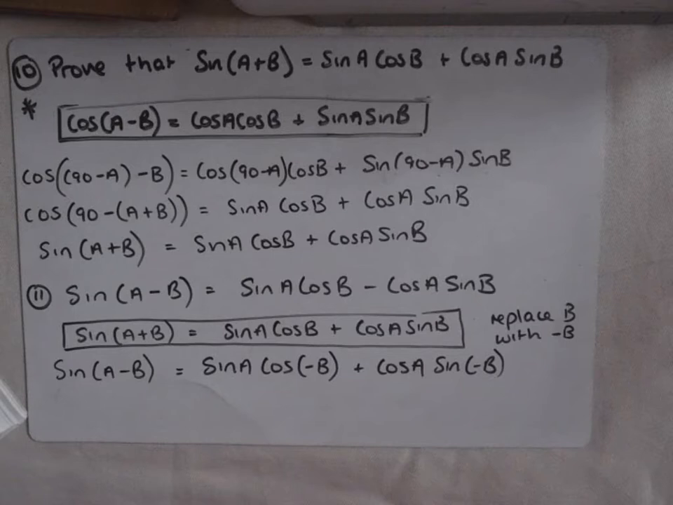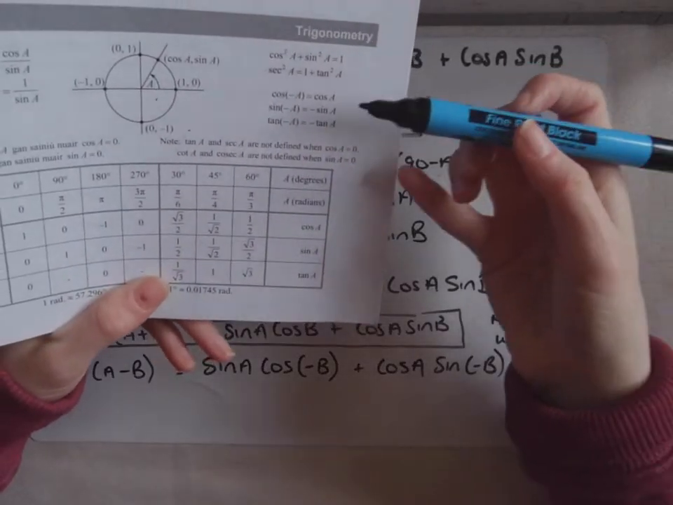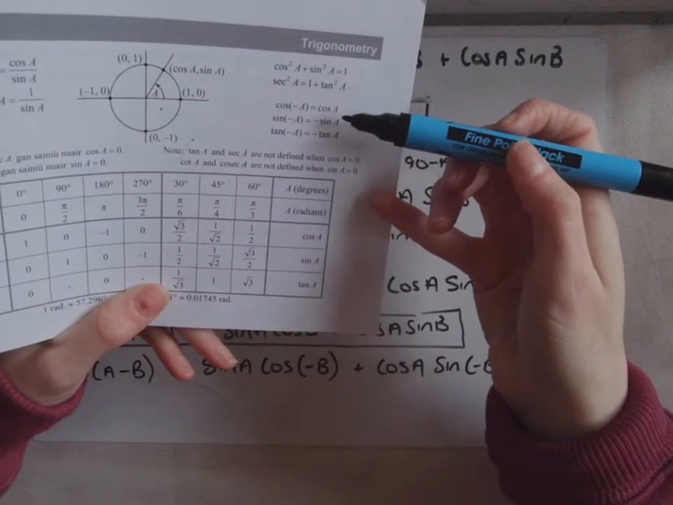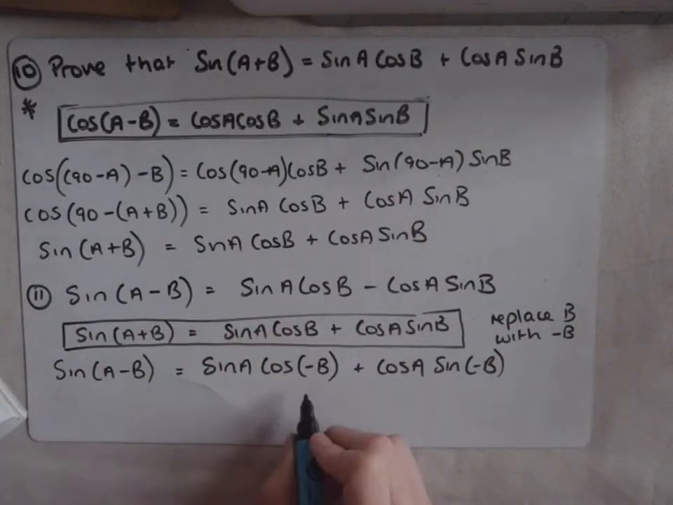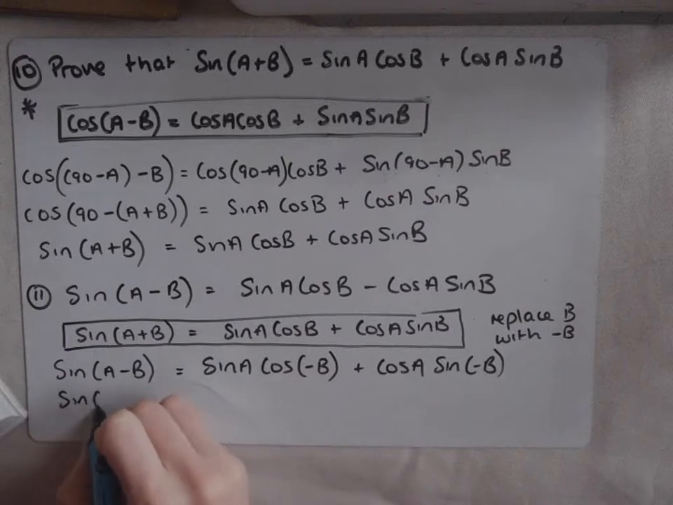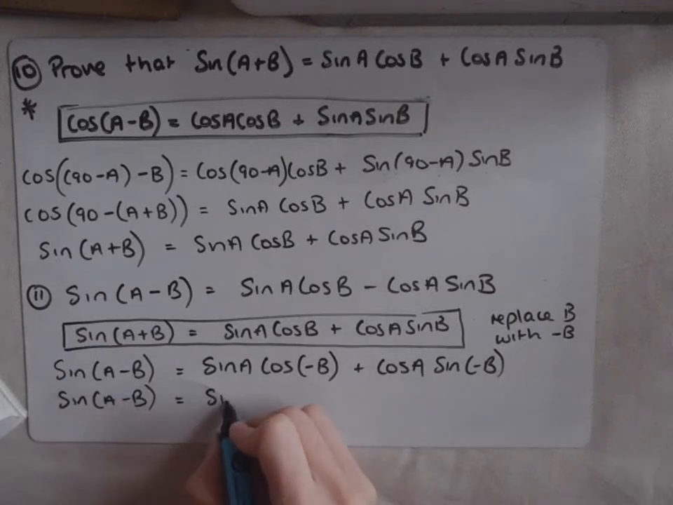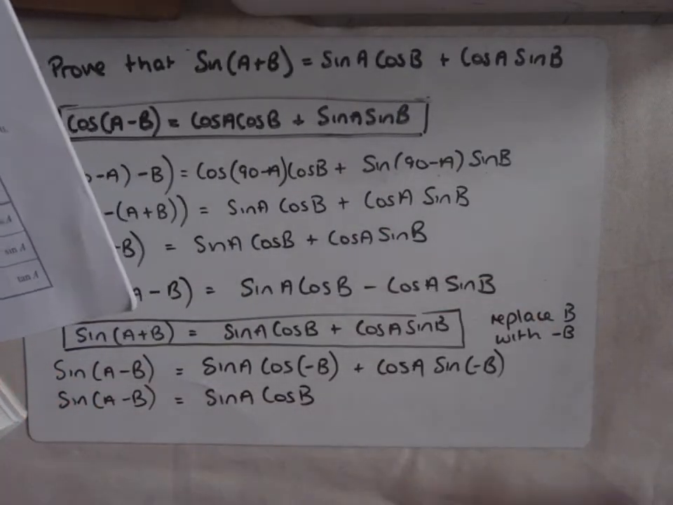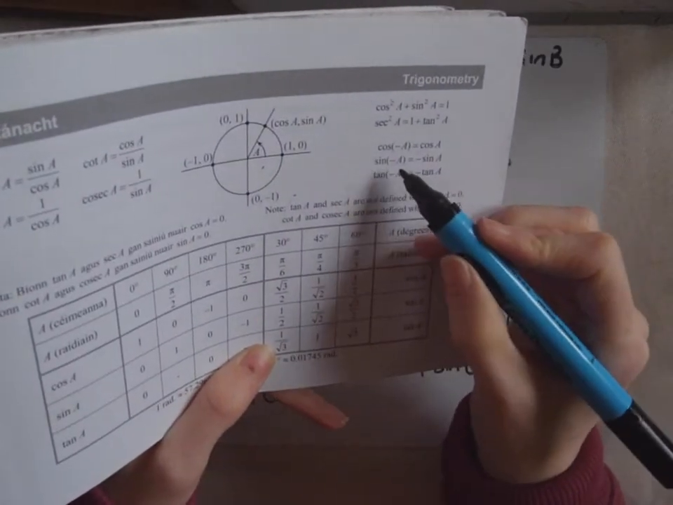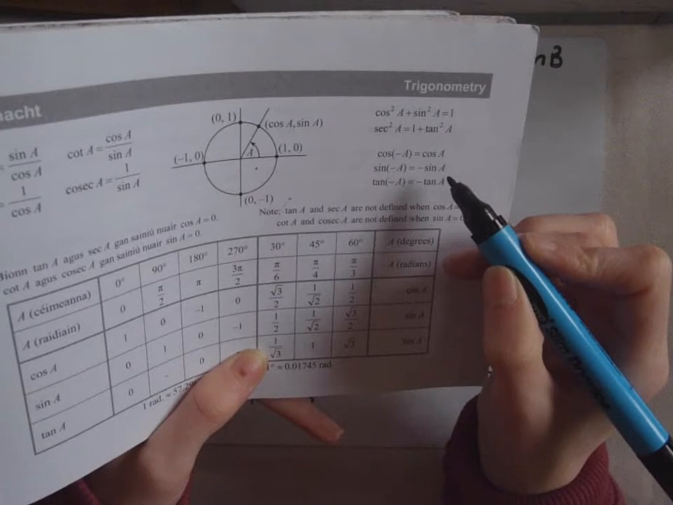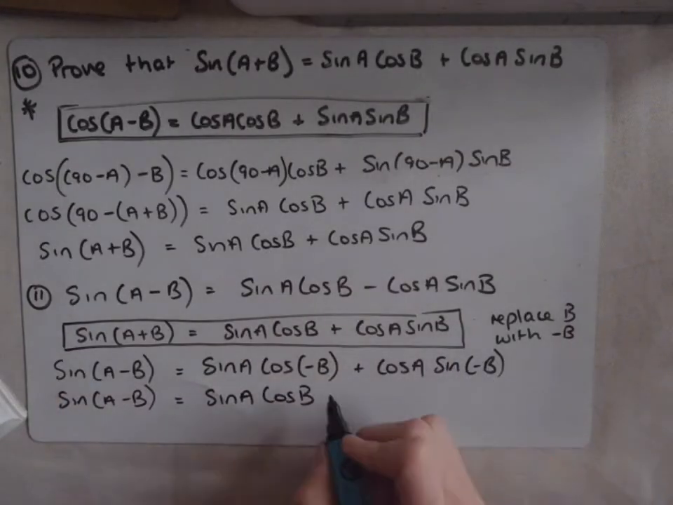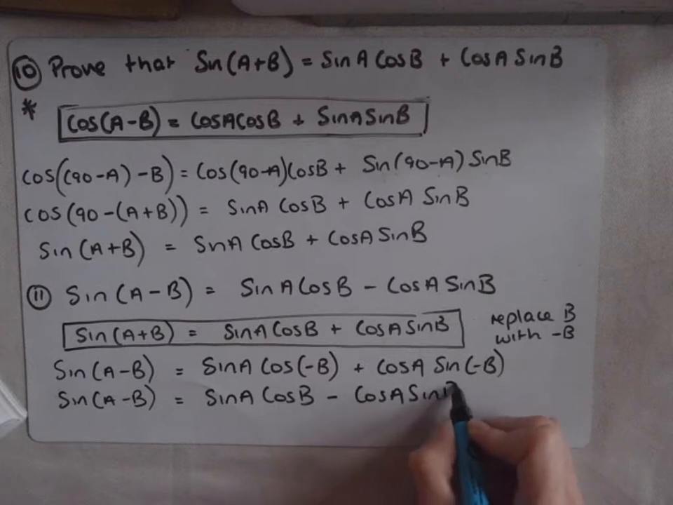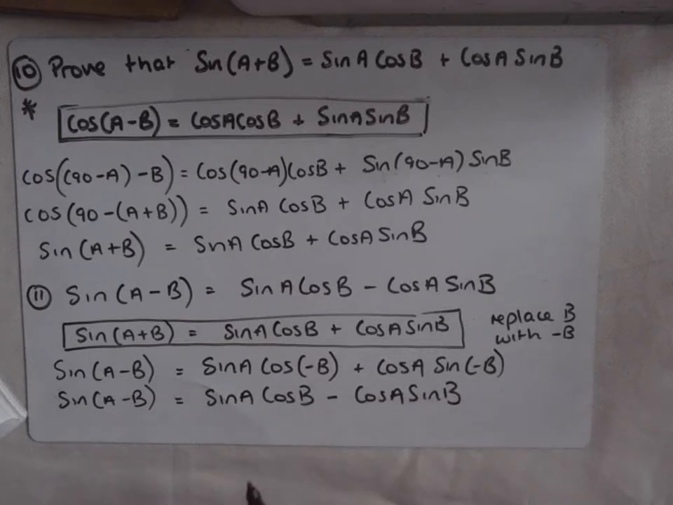And then you go to your log tables. And you know cos of minus A is the same as cos A. So that cos of minus B will just be the same as cos B. Okay, so sine of A minus B. Cos of minus B is the same as cos B, so that's just cos B. And sine of minus B, if you go here, sine of minus B is minus sine B. Okay, so sine of minus B is minus sine B. And there you've approved. Okay.